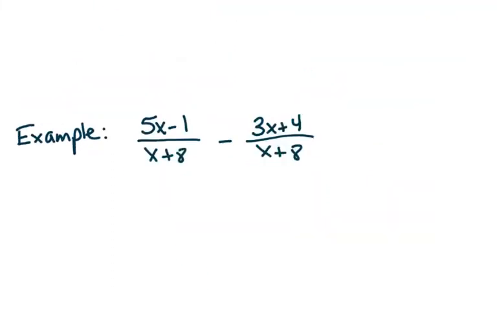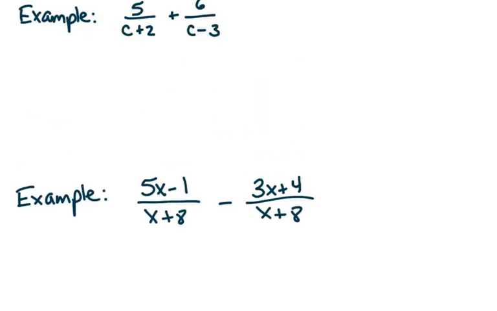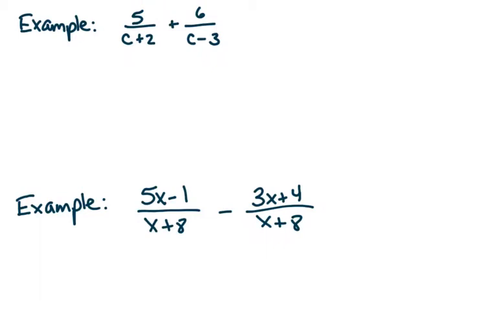All right, so let's go to our next example. I went too far. There we go. All right, so for this next example, I have 5 over c plus 2 plus 6 over c minus 3. So like I said, sometimes it's just easier to see it when you have parentheses around your binomial. And so you can see that this fraction is missing the c minus 3, and this fraction is missing the c plus 2. So I'm going to multiply the first one by c minus 3, and then the second one by c plus 2.